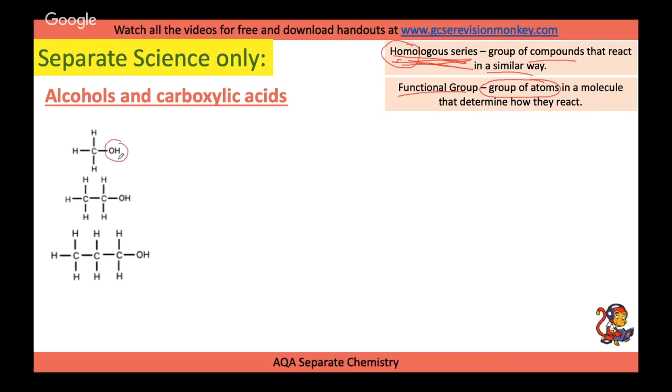And for alcohols, the functional group is OH. So again, using our prefixes, this has one carbon, so this would be methanol.